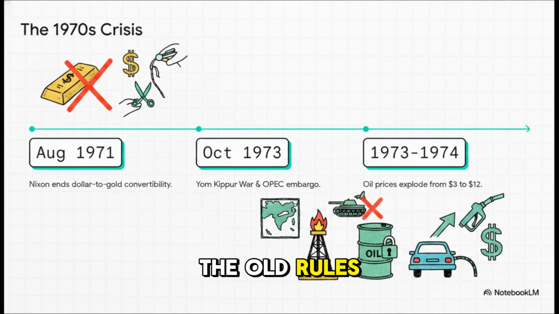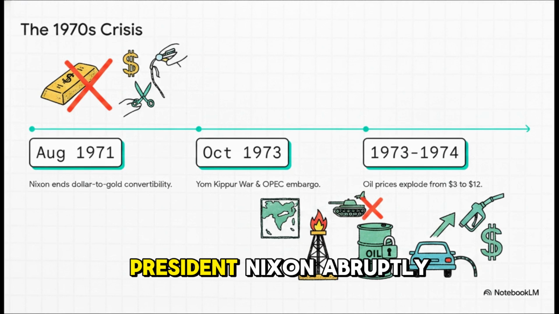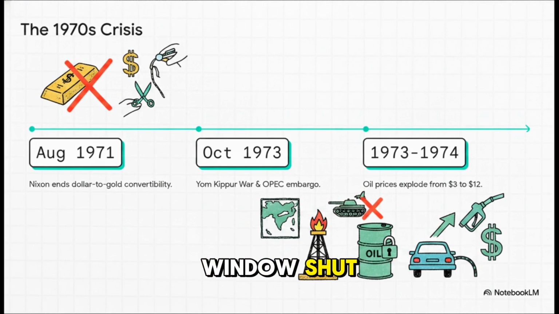Under the old rules, the US dollar was reliably backed by gold, but America had been printing way more dollars than it had gold in its vaults to pay for things like the Cold War. Countries noticed, and they started knocking on America's door, demanding their gold back. So, in August 1971, President Nixon abruptly slams the gold window shut.